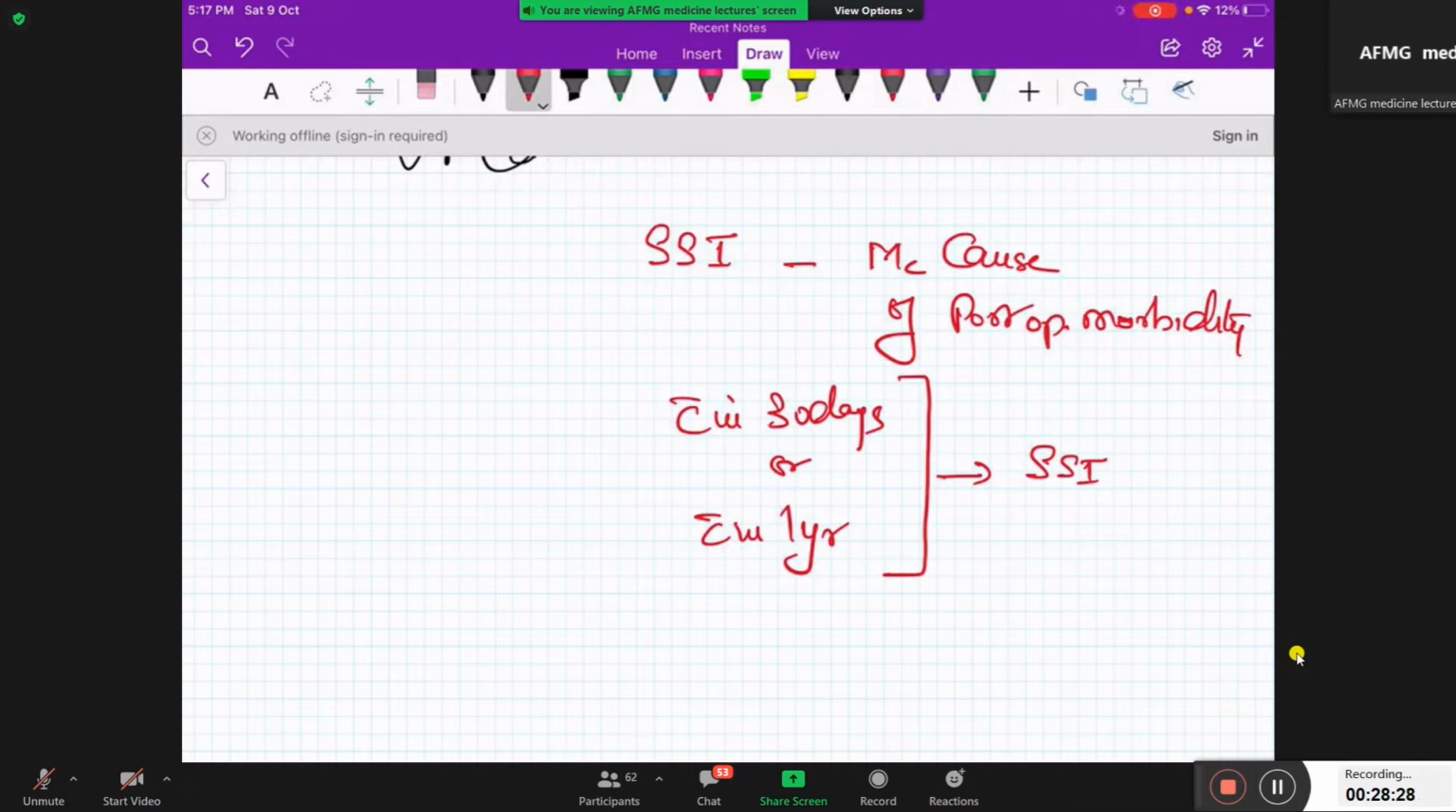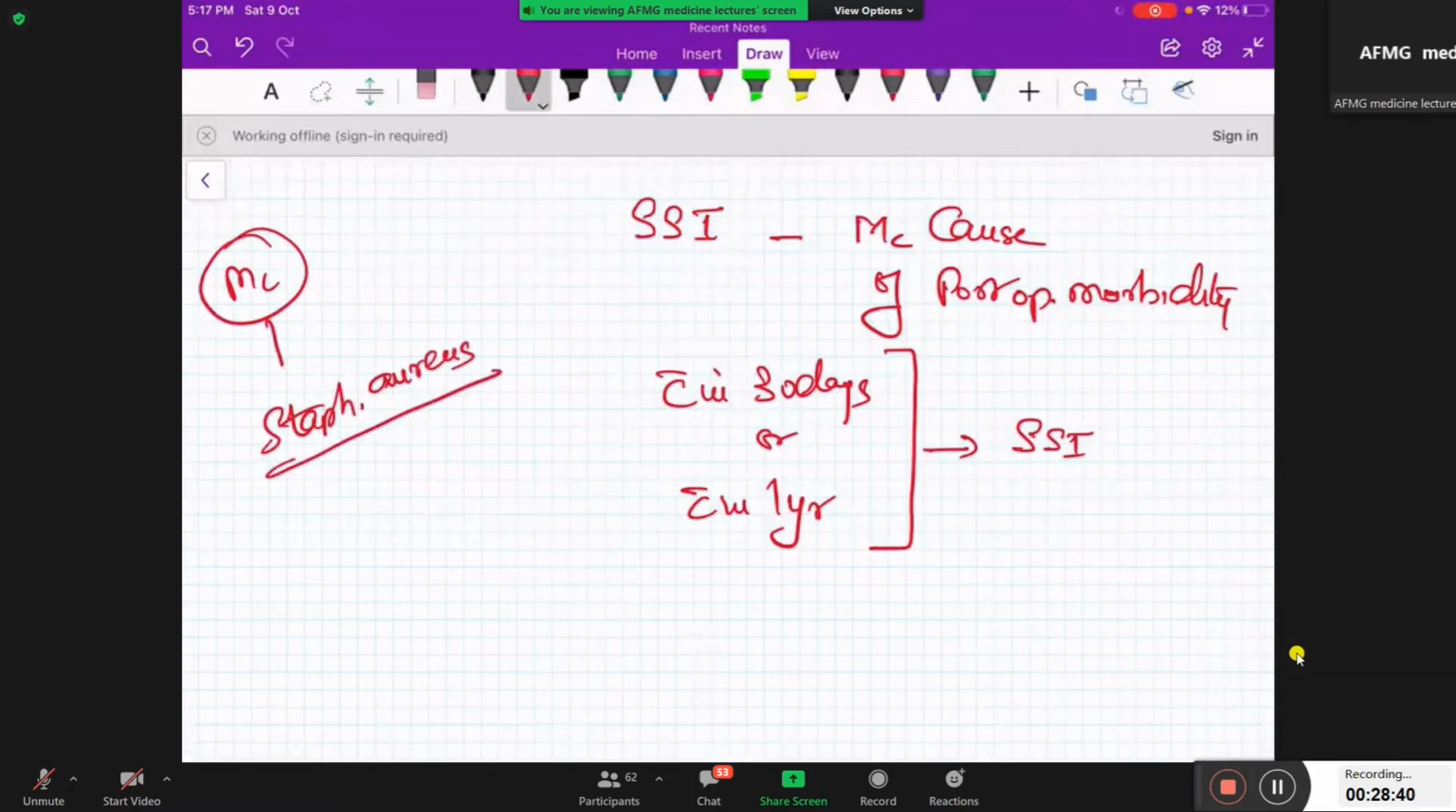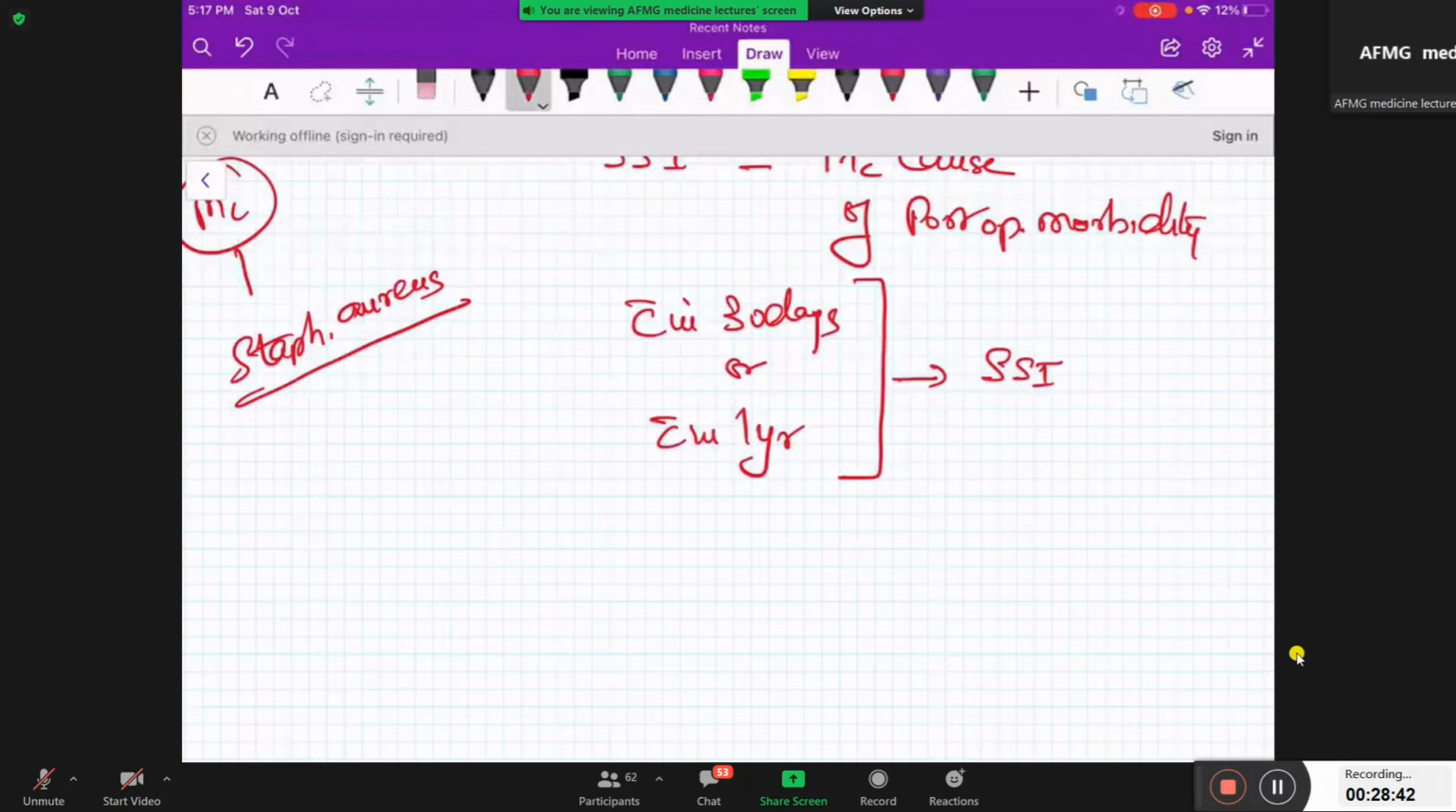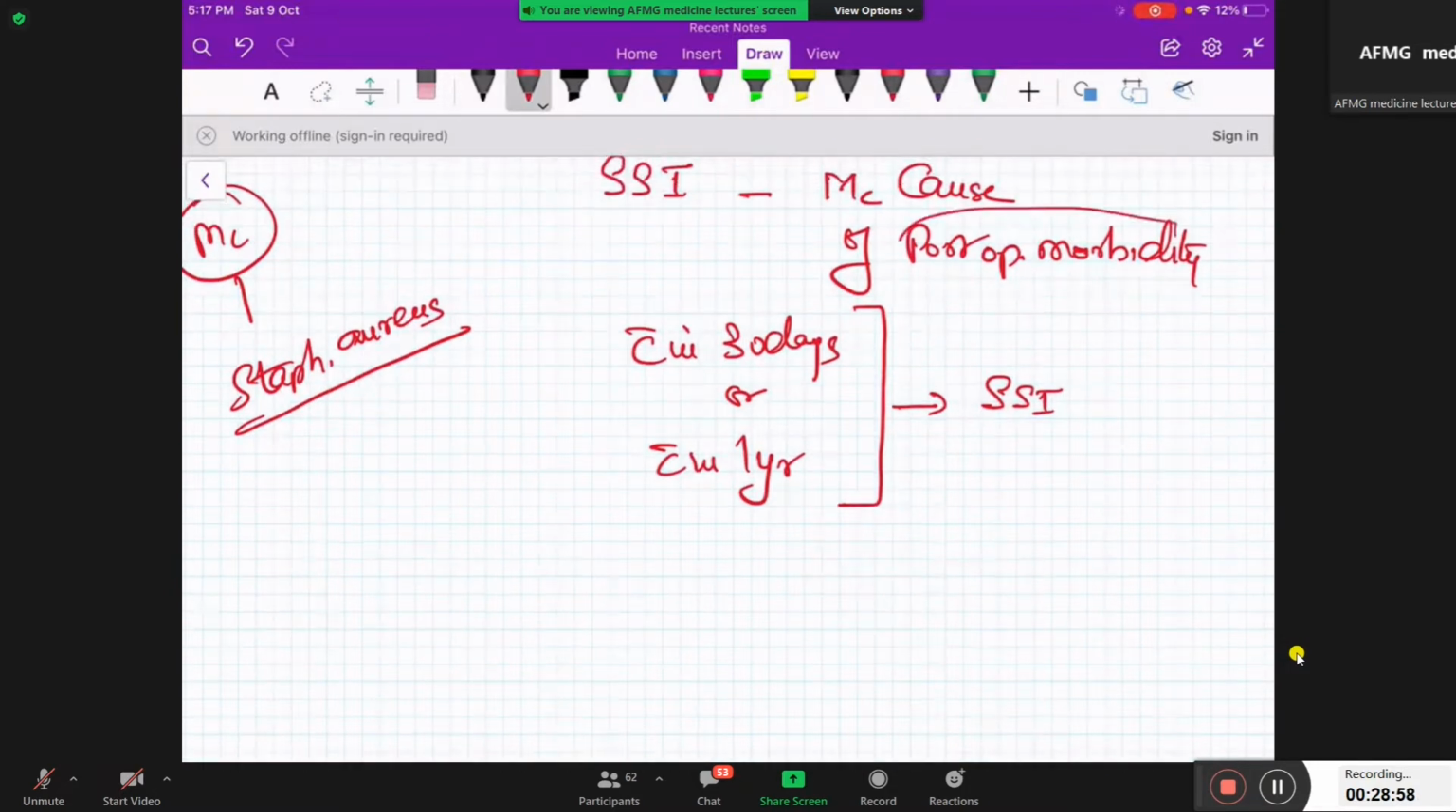Now, the most common organism involved in surgical site infection, a very commonly asked question, is Staph aureus. The most common organism involved in surgical site infection is Staph aureus. We don't want our surgical wounds to get infected, because if they get infected, there will be post-operative morbidity. So we don't want that morbidity to happen to any of our patients.